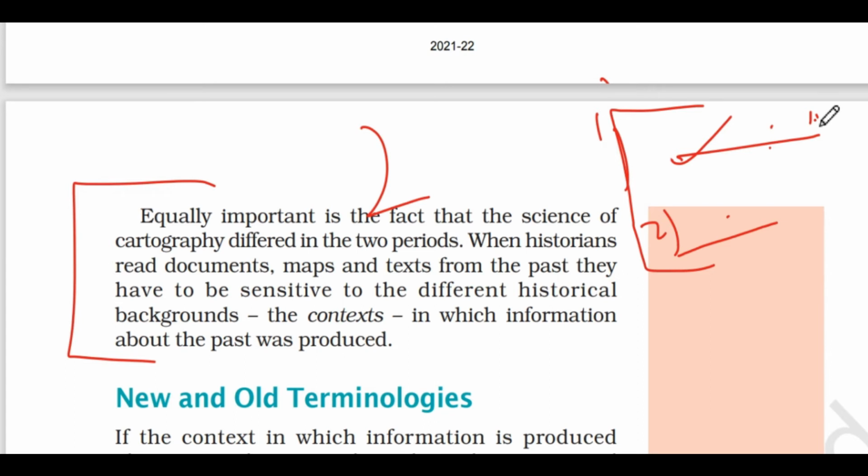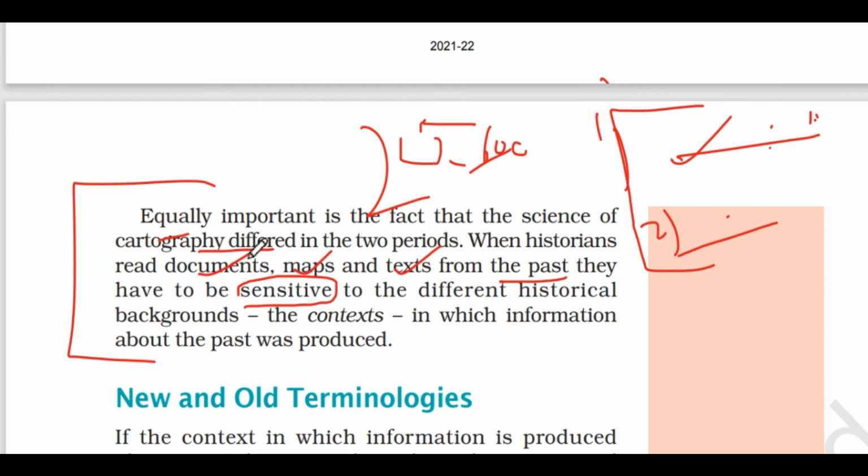But how? Equally important is the fact that the science of cartography differed in the two periods. That means the way of making maps 600 years before the French cartographer made his map was completely different. So according to the way maps were made at that particular point in time, the map of Al-Idrisi might be correct. So historians have to view everything like this. They have to be careful and sensitive for everything they view from the past, may it be documents, maps, anything they view from the past.